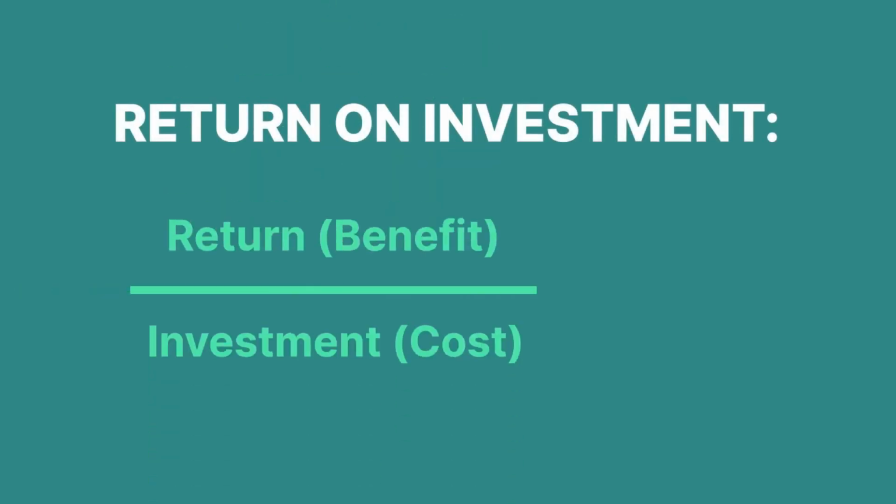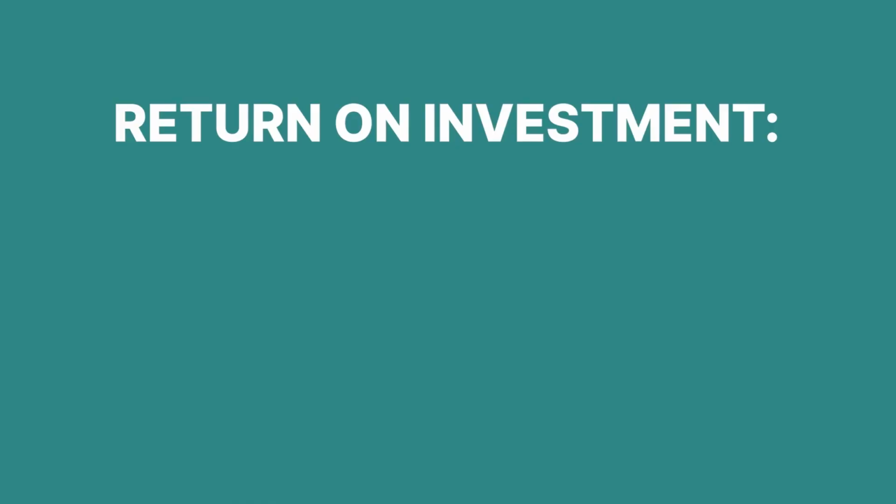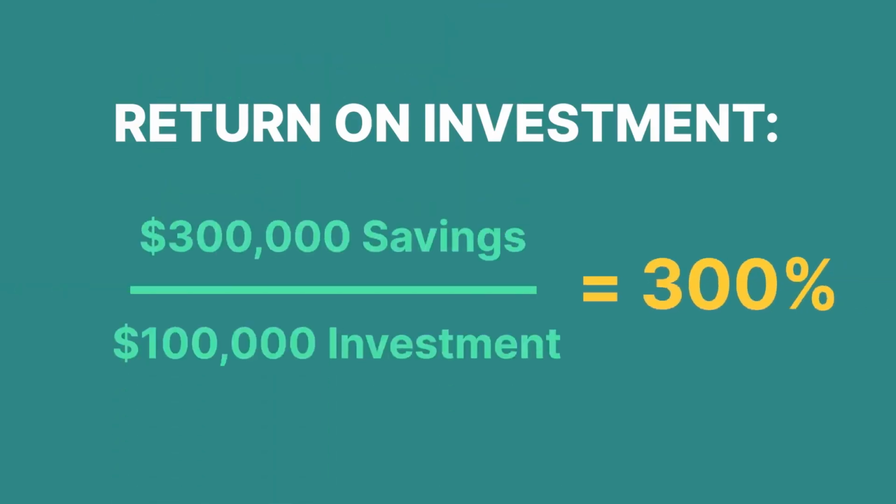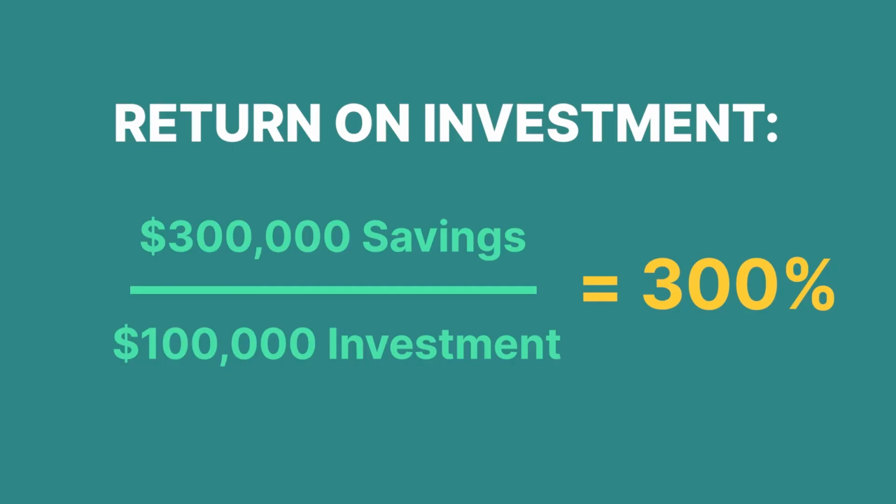Return on investment is a measure of how much profit was made compared with the amount that was invested. So one quick example, let's say that you invest $100,000 in a project, and that project saves the company $300,000 in your team's time. That project has a 300% or 3 times return on investment, which we typically call ROI. Now let's see how we can apply this idea to your collections process.